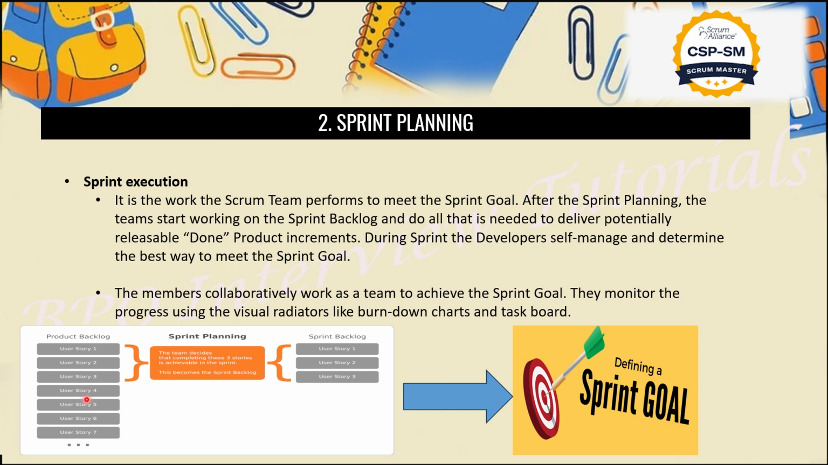Here is the example. You can see this is a product backlog. We will take a sprint. Now this is sprint planning, so here we will have a sprint backlog. In the sprint backlog, whatever work we complete comes under the sprint goal. Whatever we are not able to complete will go back to the product backlog. So this is all about sprint planning, guys.